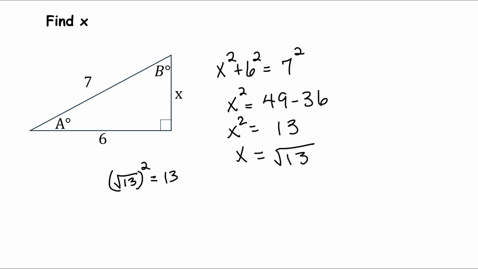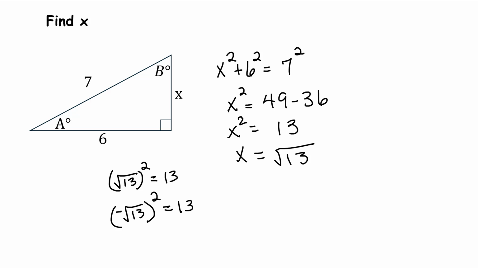But isn't there also another number that you can square to get 13? There is, and it would be negative square root of 13. If you square this, you also get 13. So when I solved for x in that equation, why didn't I include negative square root of 13 as a possibility for the side of the triangle x? Well, that's because this is a length, and lengths cannot be negative. So negative square root of 13 is not going to be a choice for x.